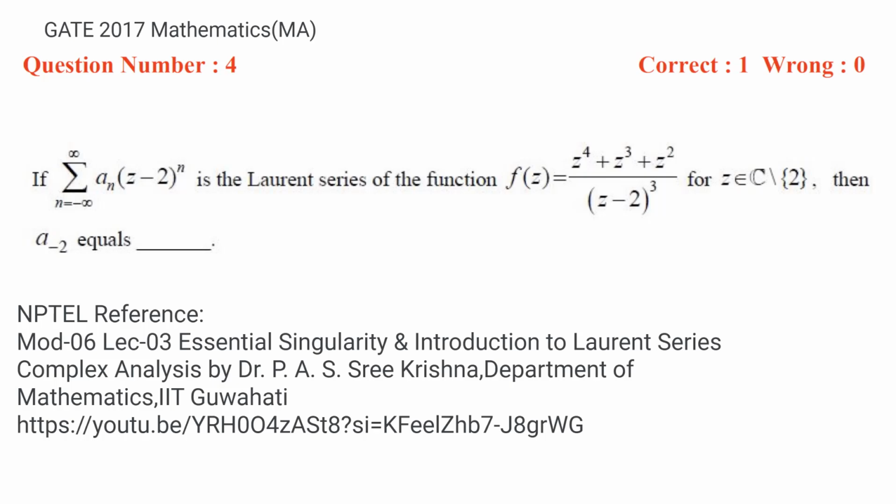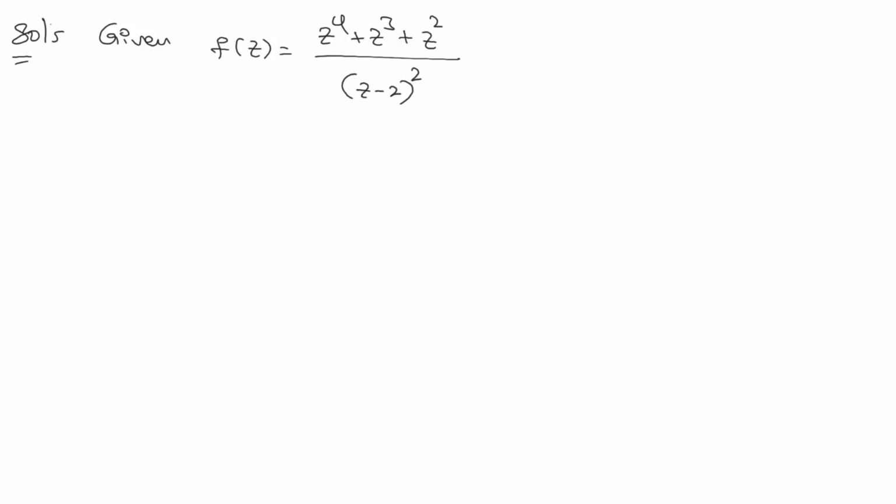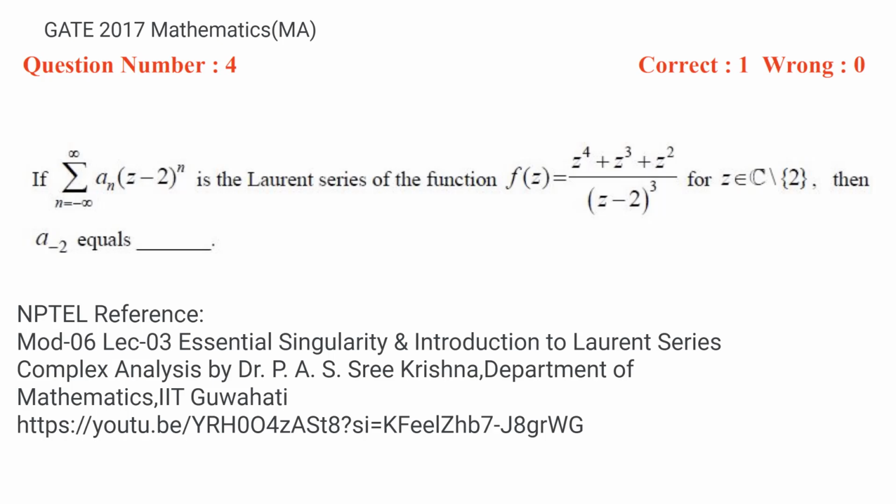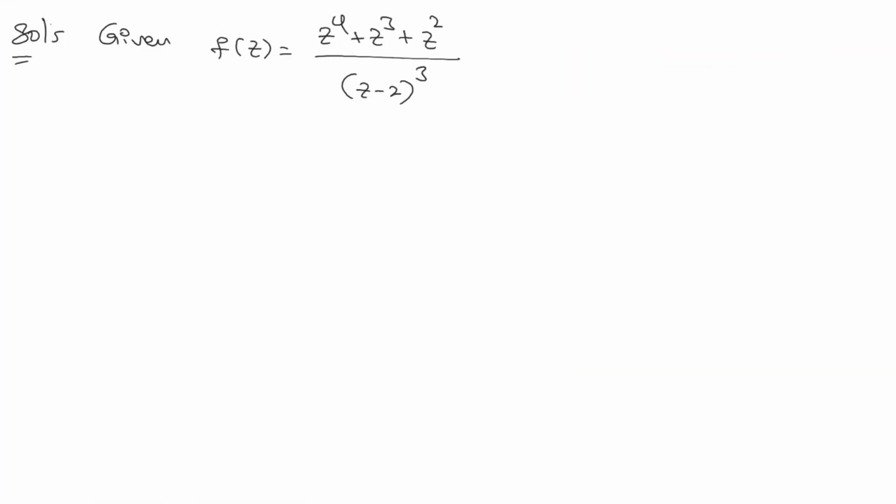So now coming to the solution. Given that f of z is z to the power of 4 plus z cube plus z square divided by (z minus 2) whole cube, and that is nothing but the Laurent series summation n equal to minus infinity to plus infinity a_n times (z minus 2) to the power of n, for z in complex plane minus the singleton set {2}.